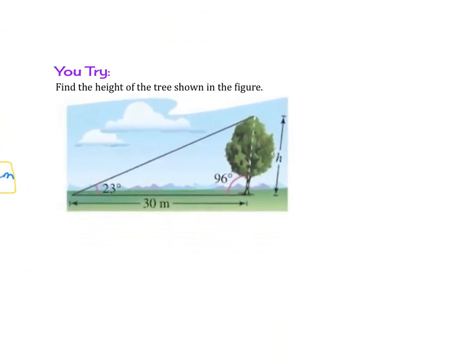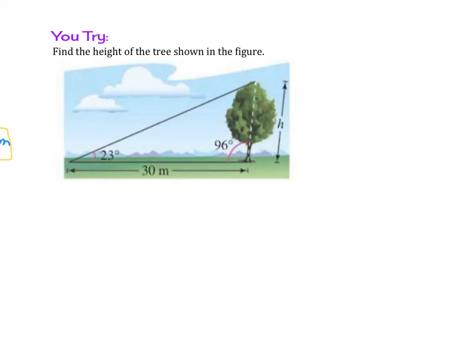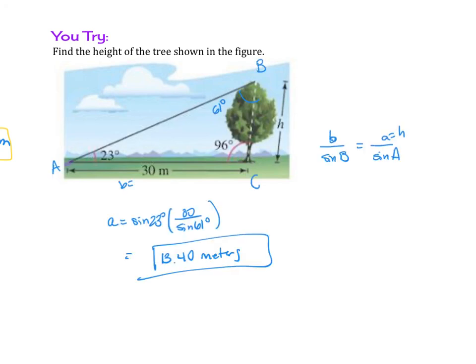So try this example. Find the height of the tree shown in the figure. So we have 23 degrees, 96 degrees. The length is 30 meters from this spot here, and then we're trying to find the height. So try this out. Okay, if you tried this out, you figured out that angle B is 61 degrees. I labeled it A, B, and C, and I suppose you could have labeled this h too, however you want to label it. Then I used b over sine of B equals a over sine of A, and then I plugged everything in that I knew, and I got 13.40 meters.